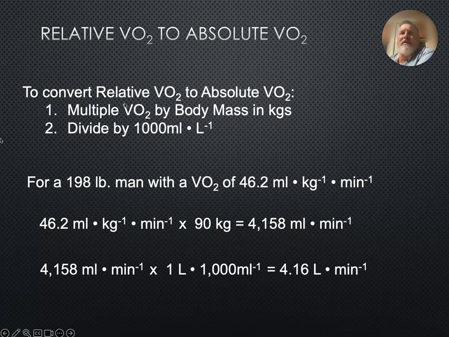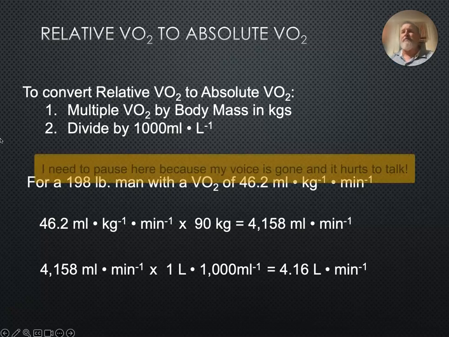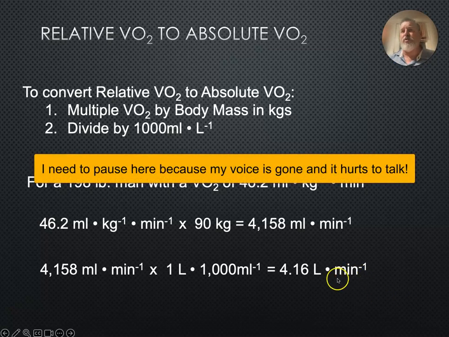So if you're given relative VO2, which I'll give you on a test and say, hey, how do you go from relative VO2 to absolute VO2? This is how you do it. You multiply by body mass in kilograms times VO2 in mils per kg per minute. And then you divide by 1,000, and that's going to give you absolute, which is liters per minute.